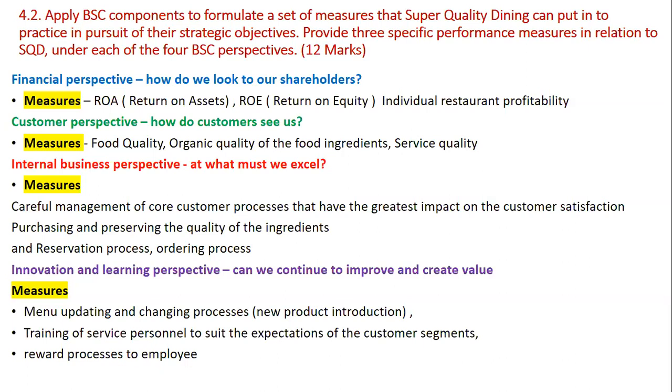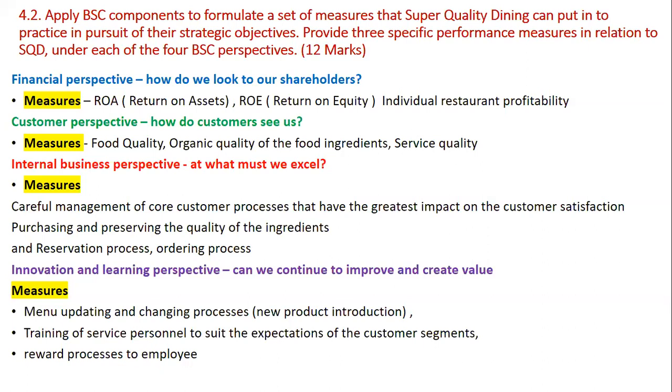ROA means return on assets. It's an indicator of how profitable a company is relative to its total assets. Normally it is shown as a percentage, showing how efficient the company's management is in using its assets to generate earnings. That's what ROA is, for individual restaurants.